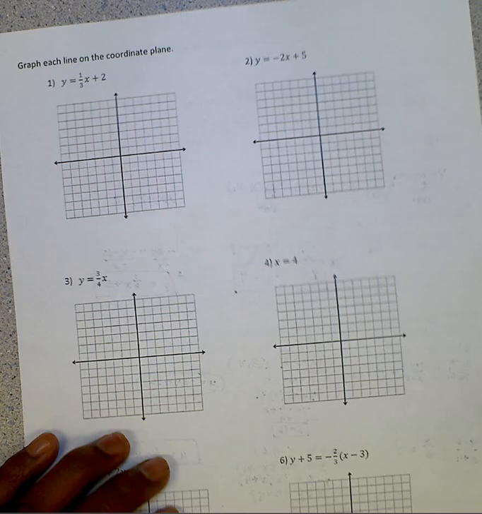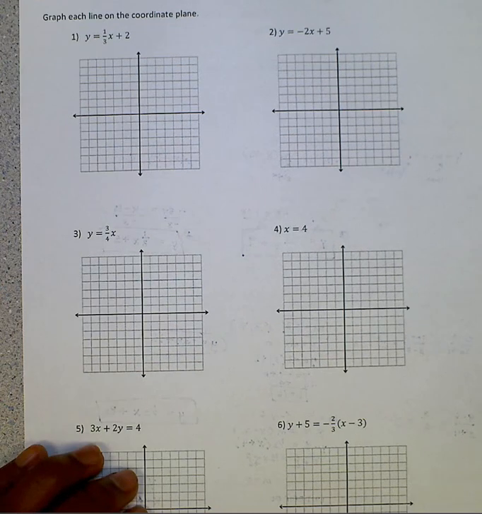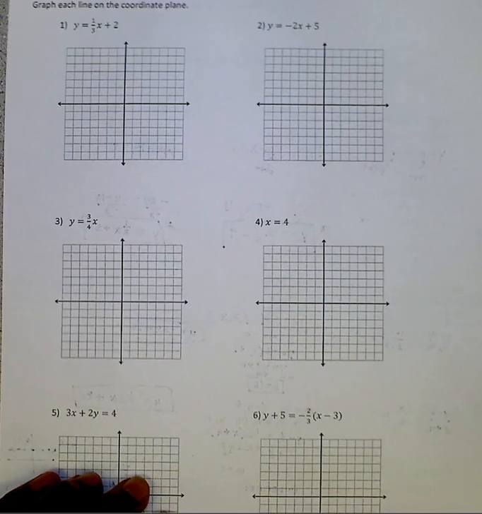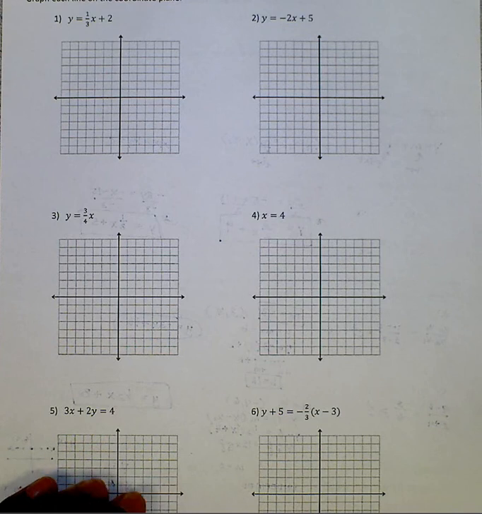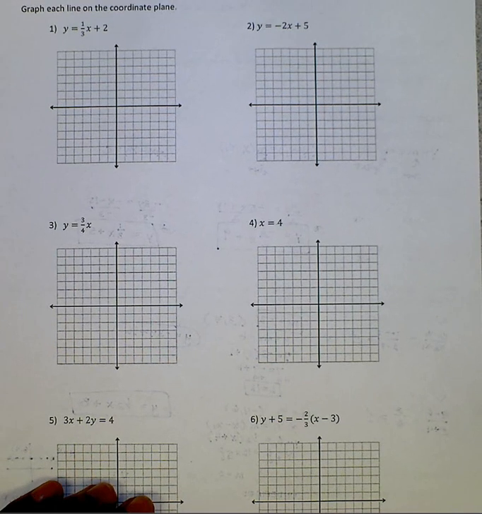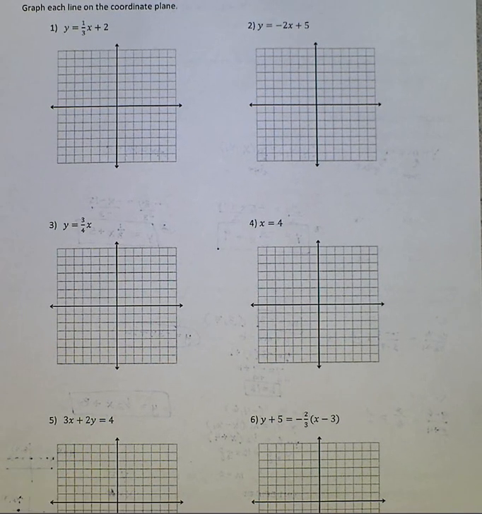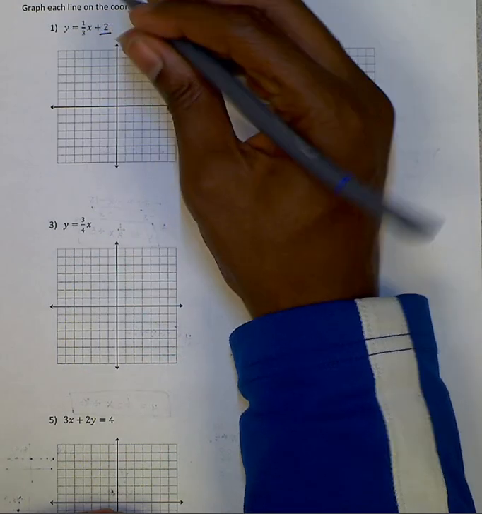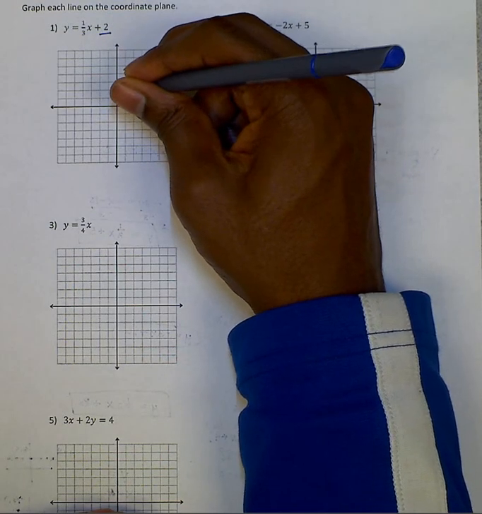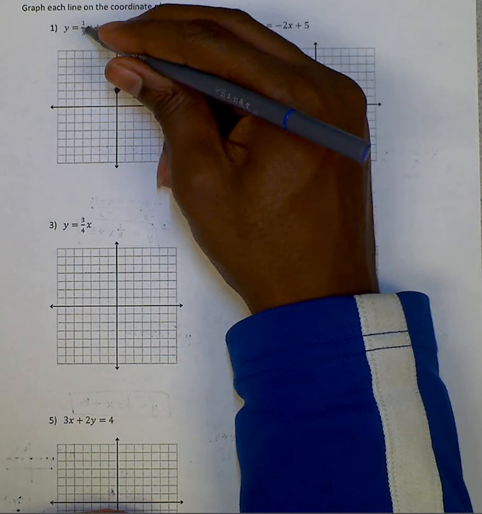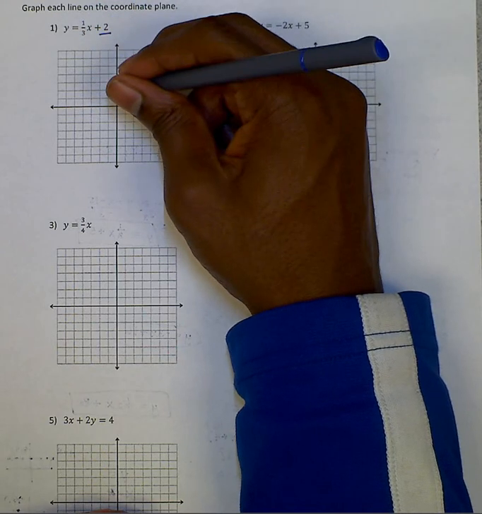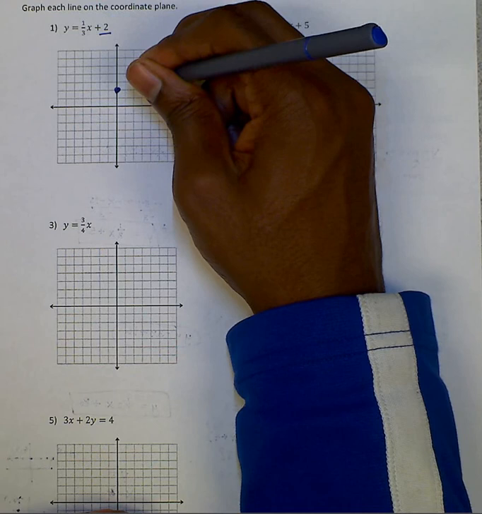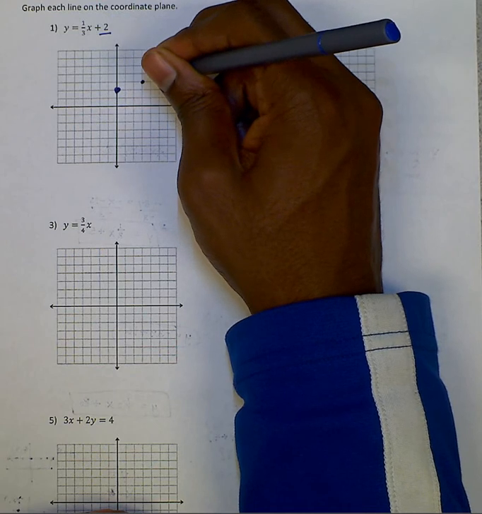Okay. On the back side here, we're going to graph a few of these. In slope-intercept form, remember that we are given the y-intercept. That's going to be our starting point. In this case, it's 2. Our slope is 1/3. That's rise over run, so it tells us to go up 1 and in the positive direction 3.